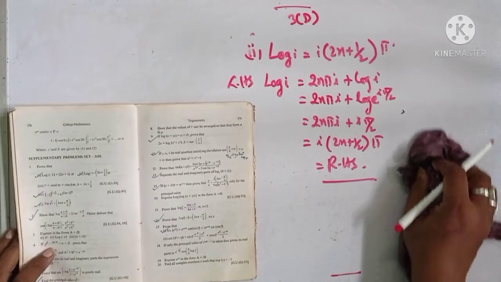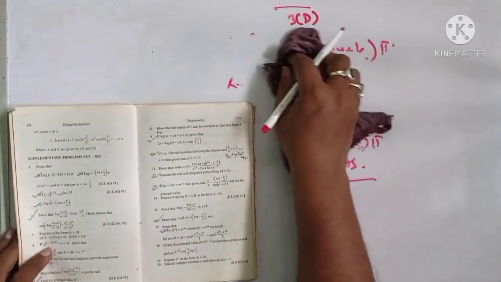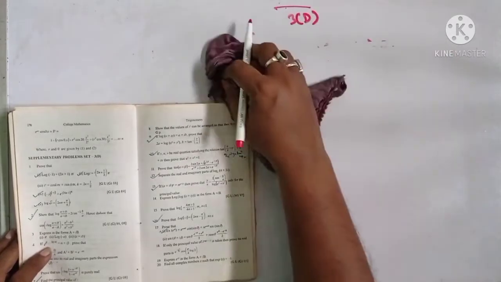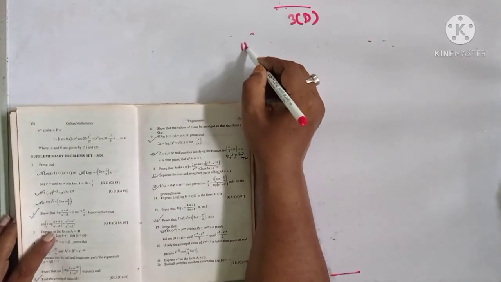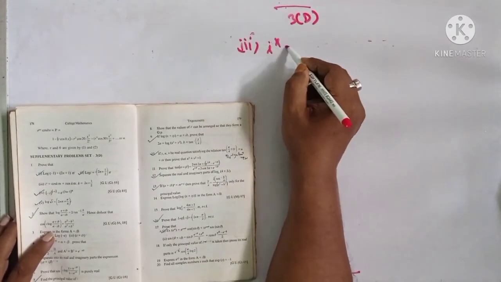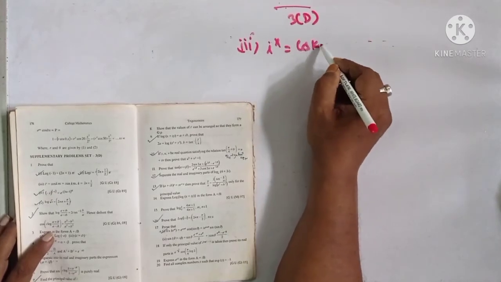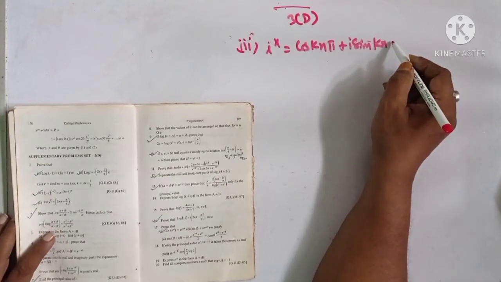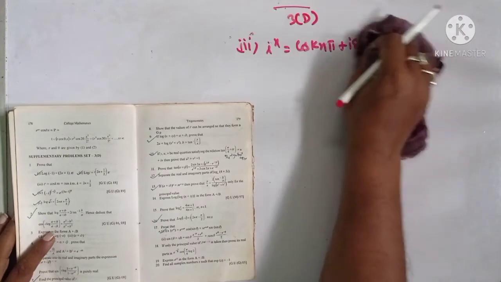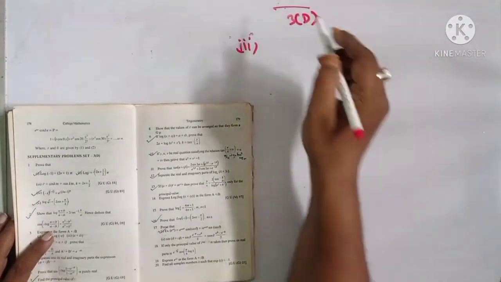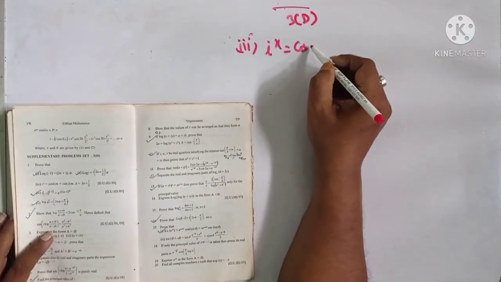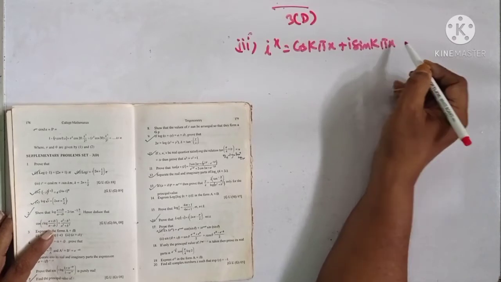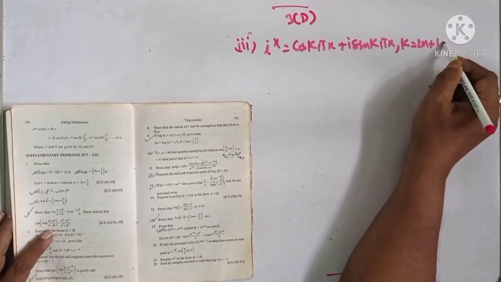Now question number 3. i to the power of x is equal to cos k pi plus i sin k pi. One minute, there is a mistake here. i to the power of x is equal to cos k pi x plus i sin k pi x, where k equals 2n plus half.